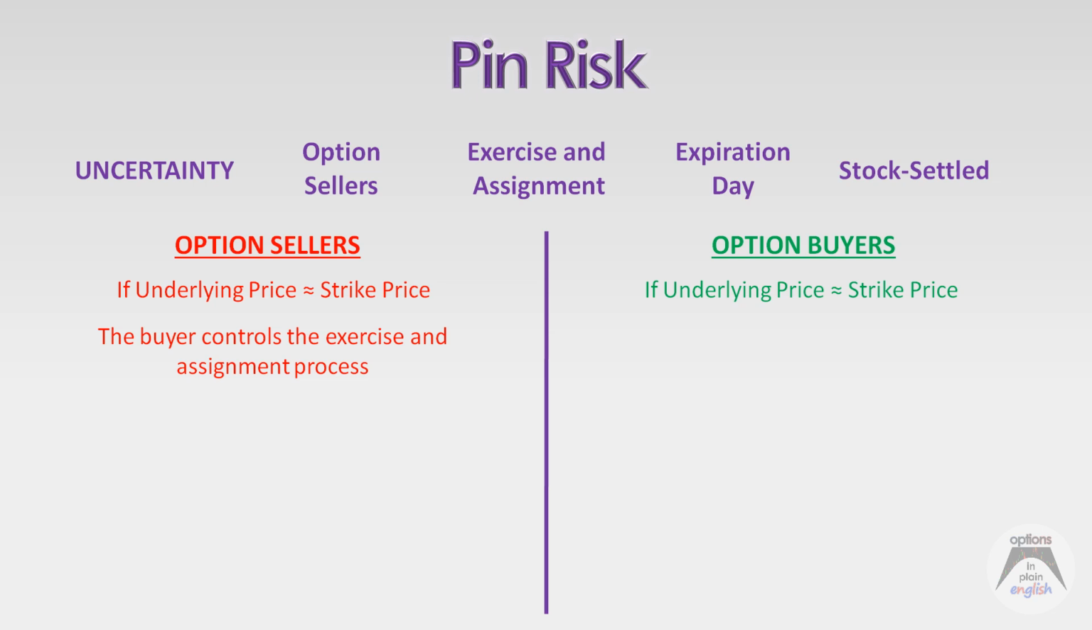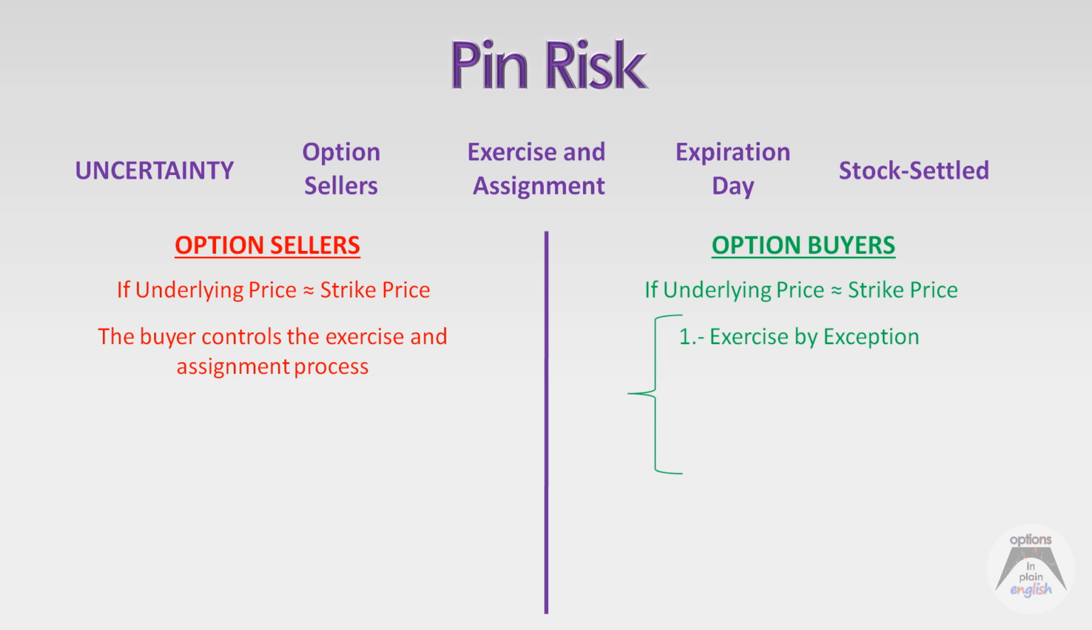As for the option buyers, when the underlying price is very close to the strike price, there are basically two different processes that control the exercise and assignment process. One of them is exercise by exception, which is called automatic exercise, where if an option expires in the money even by 1 cent, then your broker is going to exercise your position automatically so that you don't leave some money on the table. So if it's in the money even by 1 cent, then you're going to get your exercise, and some seller is going to be assigned.